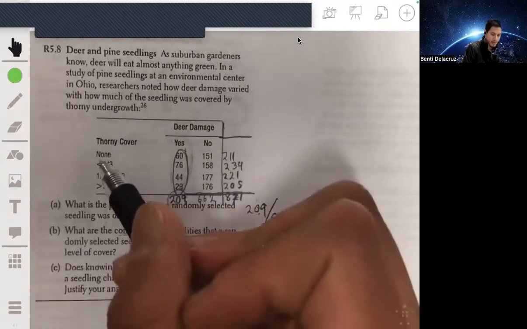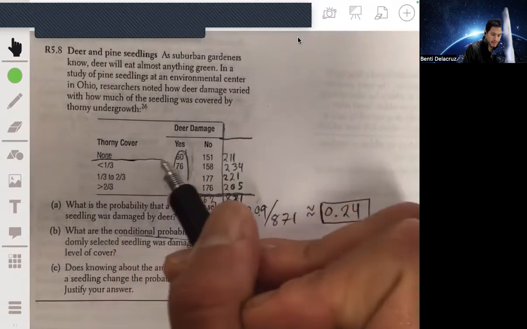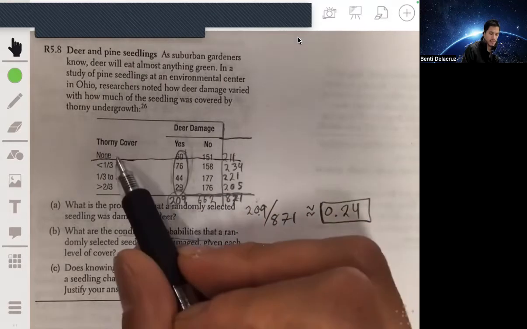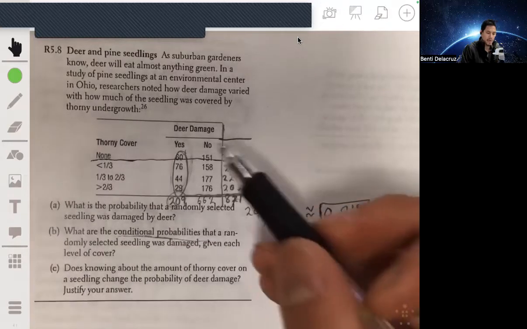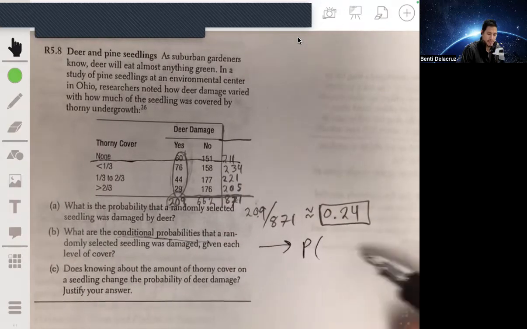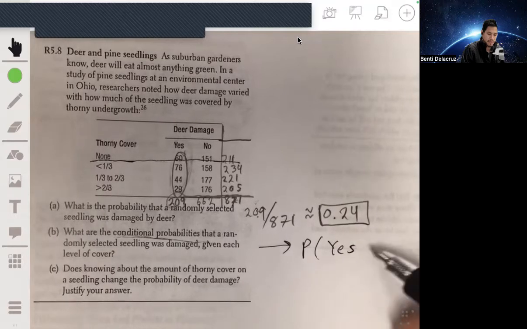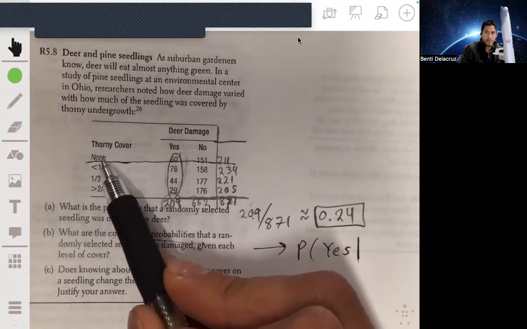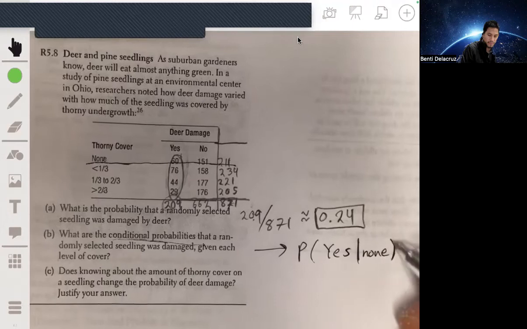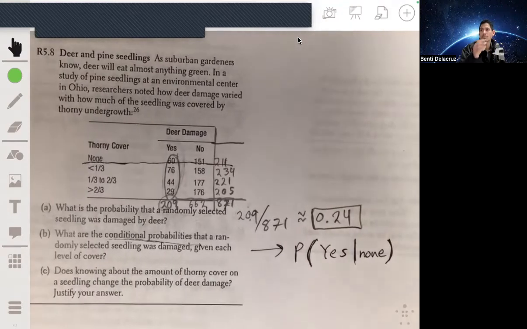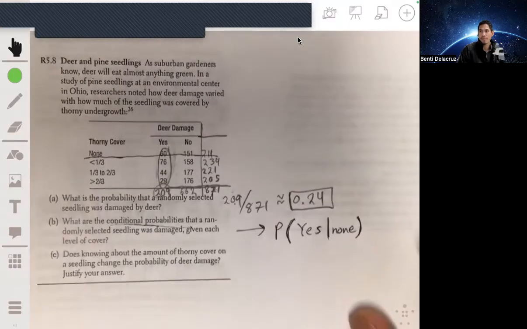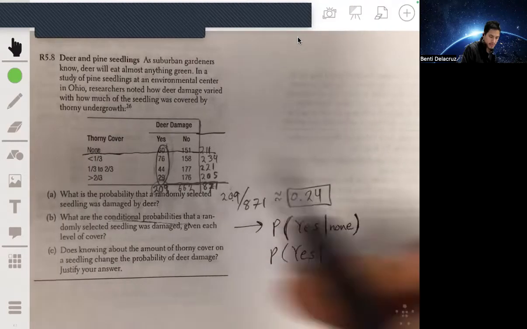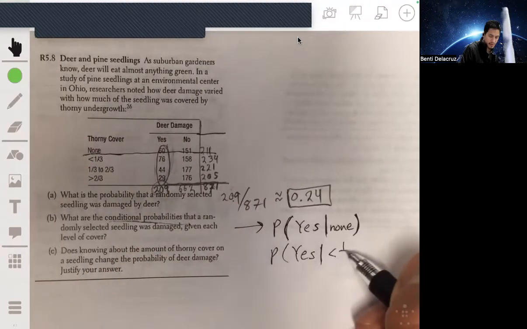Using this first row, if we want to look at the first condition, you can ask, what's the probability that there is deer damage? So what's the probability of yes, there is deer damage, given that there was no thorny cover, given that none of it was covered in thorny cover. And the next one would be, what's the probability of yes, given that less than a third was covered in thorny cover?